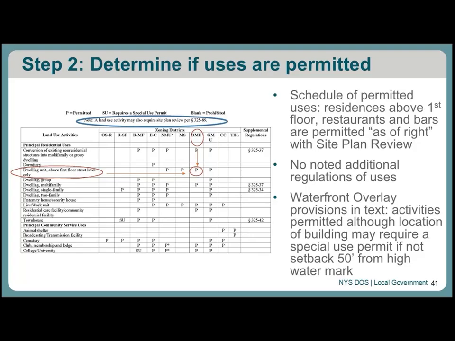And then encircled in blue here, because this table does not put demarcations for each use that requires special use permits, it states that any land use activity may also require a site plan review per a certain section. When you go to that section, you would see that there is a short list of exempt land use activities from site plan review, and anything that's not exempt does require site plan review. And that is something you might have in your zoning, because that is a common way to handle those site plan review activities.